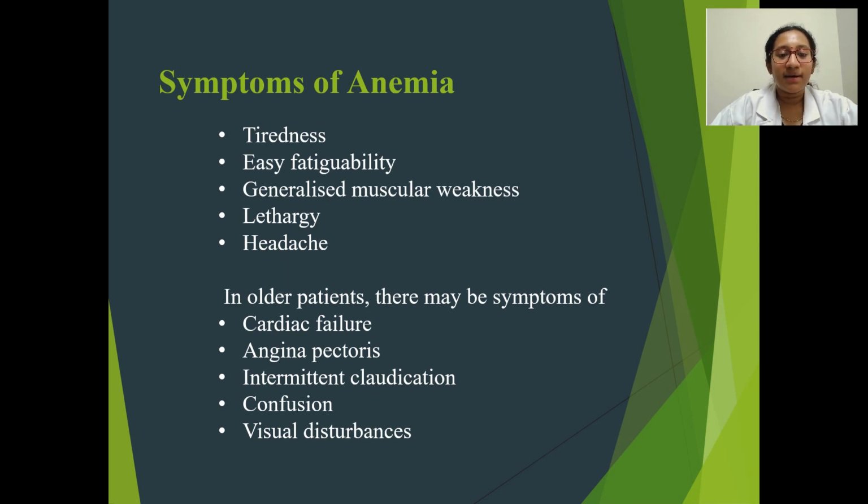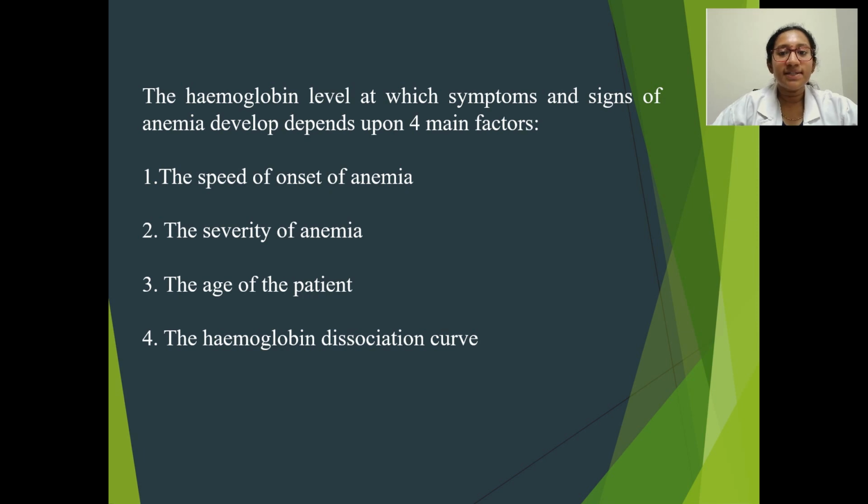As the patient's age increases, that is, in older patients, they have severe symptoms like cardiac failure, angina, claudication, and confusion, depending on the severity of anemia. Again, the symptoms and signs in anemia develop depending mainly on four factors. The first is the speed with which the anemia occurs. The more rapid the anemia, the less time the body has to adjust, so they will have severe symptoms compared to chronic anemias which develop over a long period of time, because in such cases the body will adjust to the anemia.